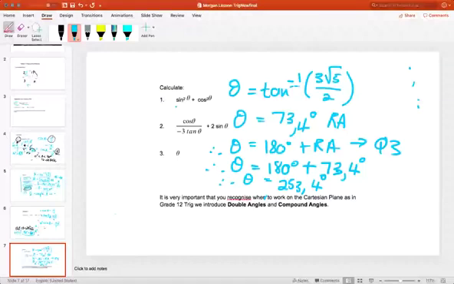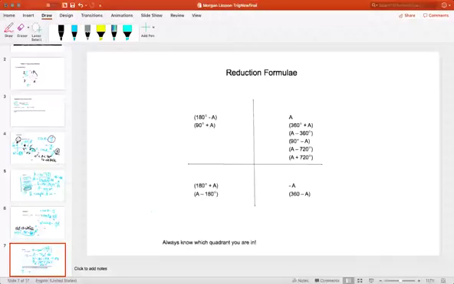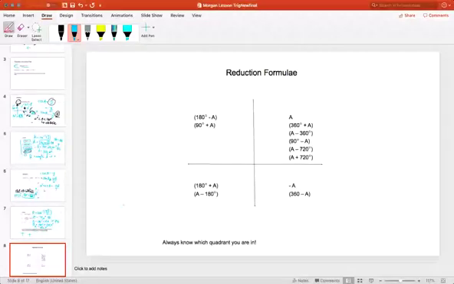All right, and you'll see here that it says it is very important that you recognize where to work on the Cartesian plane. In grade 12, we're going to do something called double angles and compound angles, and these need to be reflected on their own Cartesian planes. So we need to be very careful how we work on the Cartesian plane, and we need to be able to recognize when to work on it. That's the other thing we must always be very careful of. And that is our revision complete for the Cartesian plane.